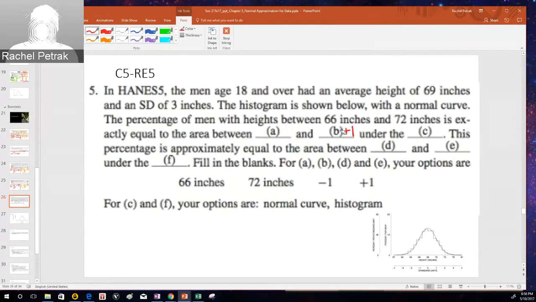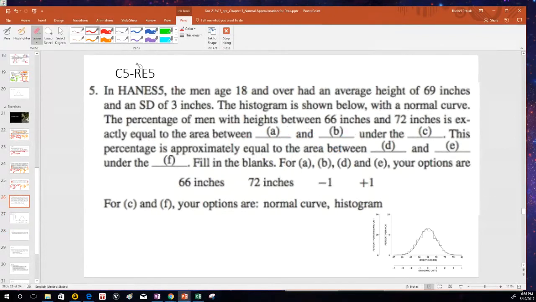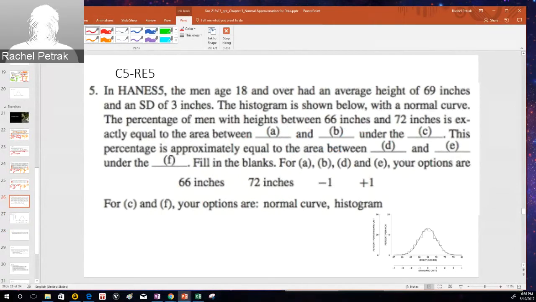So they're saying the area with a normal curve is exactly equal. If it's exactly equal, then the percentage of men with heights between these two areas is going to be exactly equal to the area between those two points, 66 inches and 72 inches, under the histogram. This percentage is approximately equal to the normal approximation. That is the area between the z-scores for these problems, so -1 and +1, under the curve.